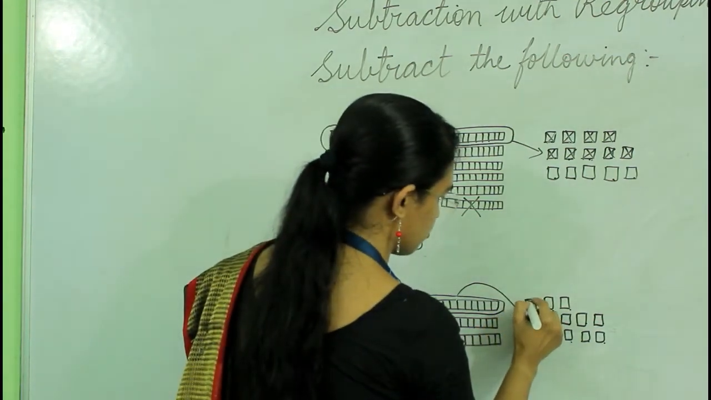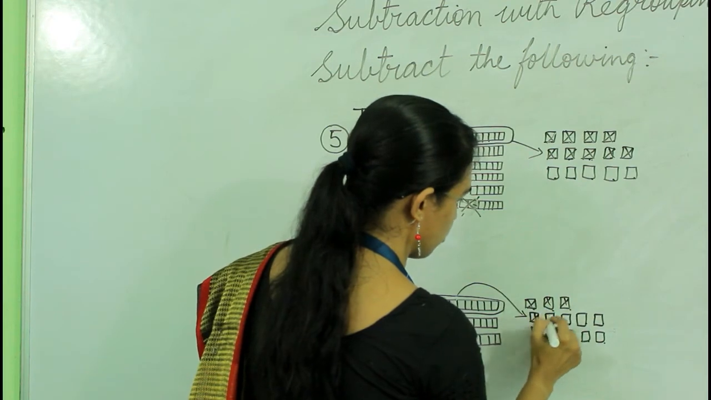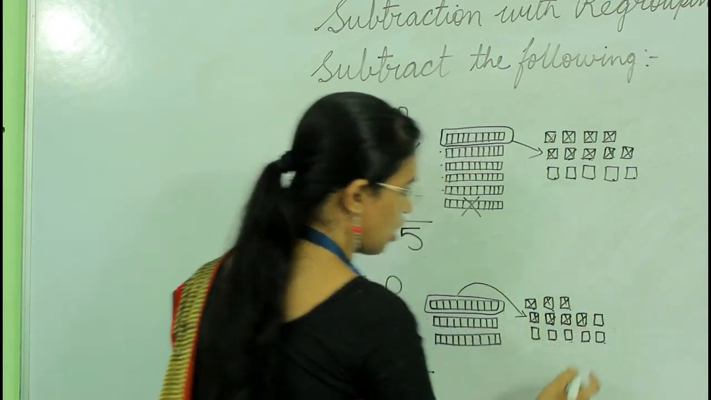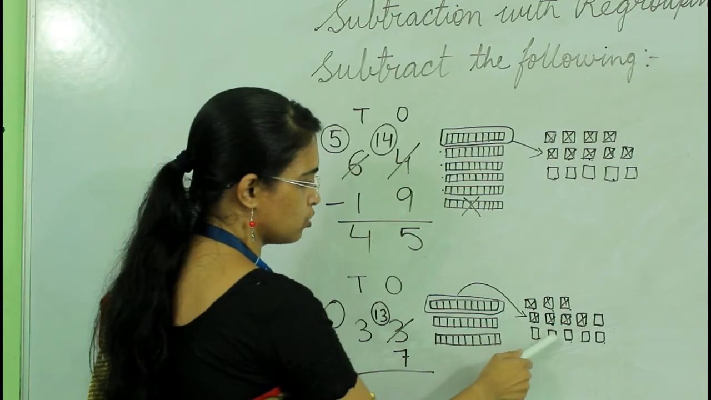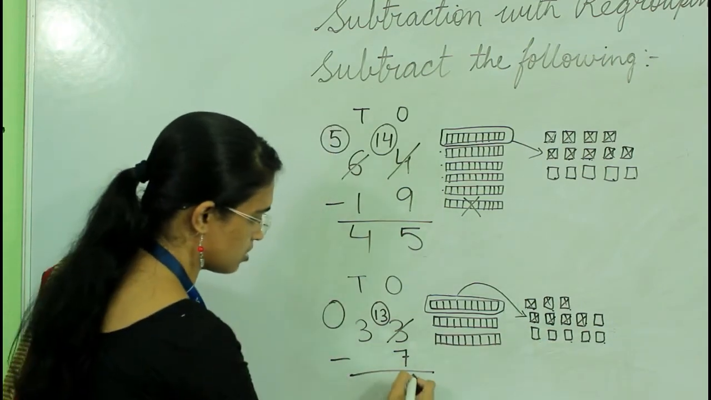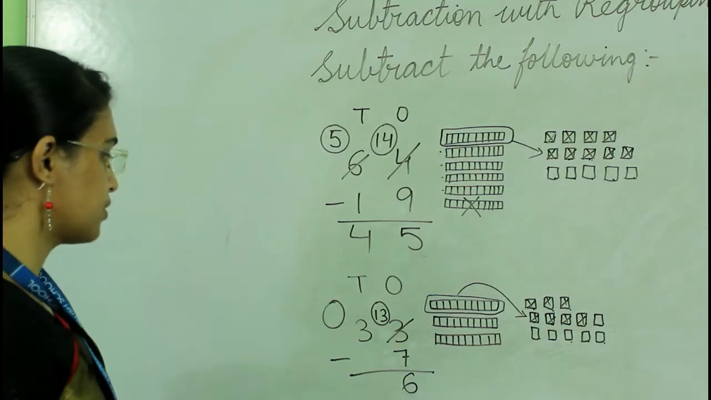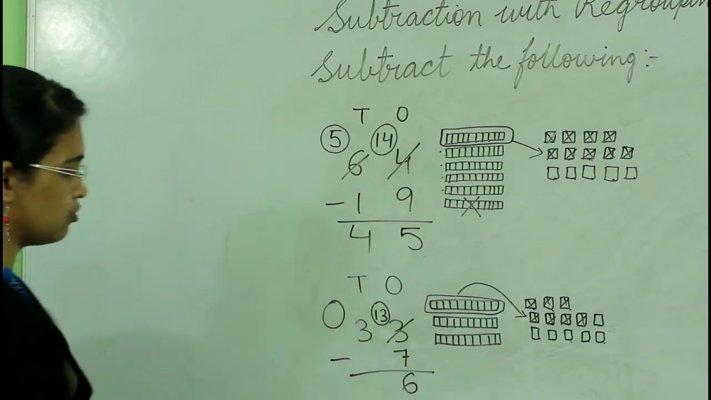So cut 7 blocks. 1, 2, 3, 4, 5, 6, 7. So how many blocks left? 1, 2, 3, 4, 5, 6. 6 blocks. Okay? So this is the answer. Now we will do this one.